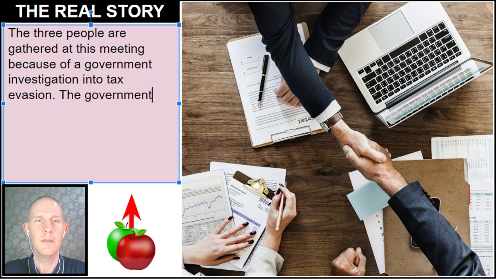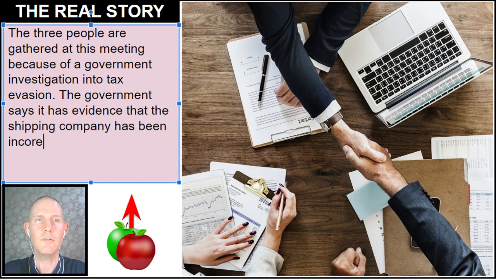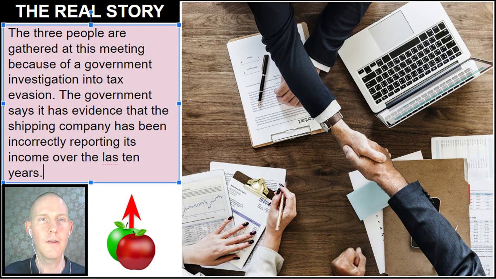The government says it has evidence that the shipping company has been incorrectly reporting its income over the last 10 years. Okay. All right, let's fix that. So the government says it has evidence. Evidence in this kind of situation would be documents, maybe electronic evidence, records, histories, spending patterns, income statements, anything that shows probably a flow of money or a transfer of money, maybe bank statements, international transfers, purchases, whatever.